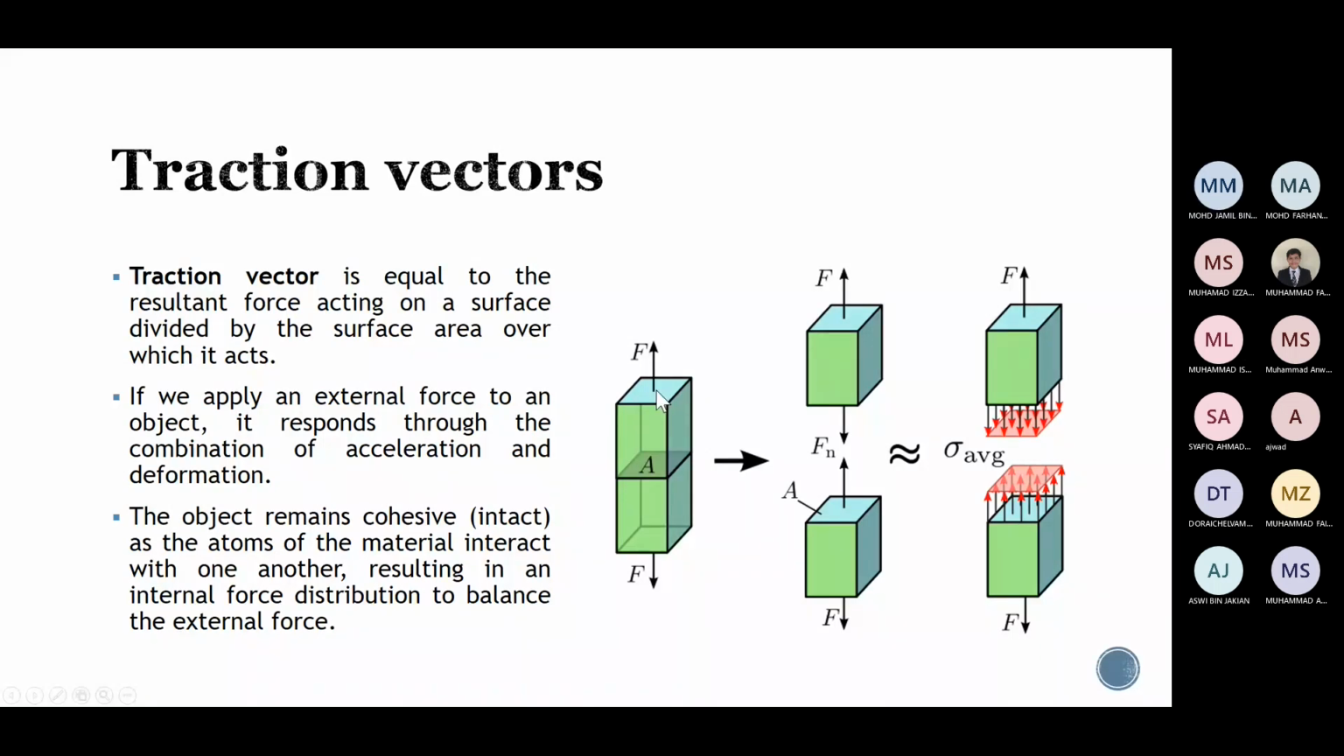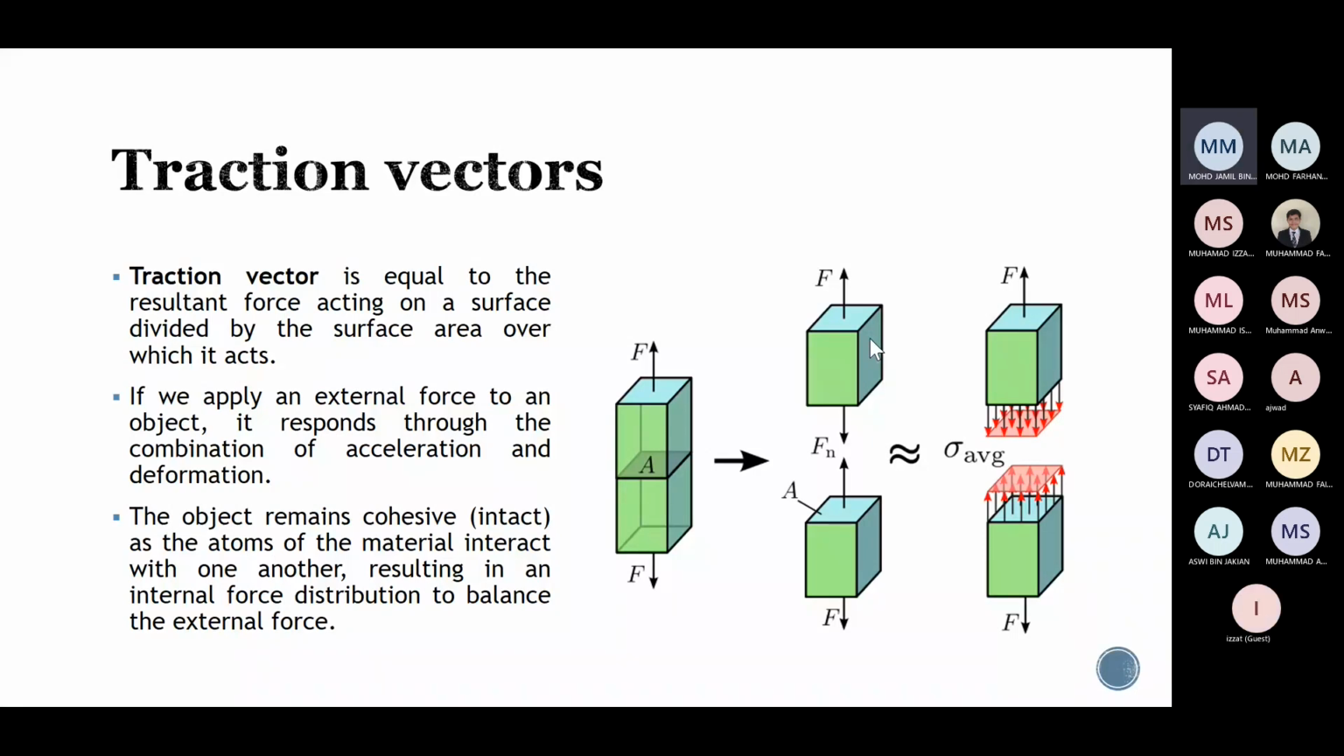and we can calculate the stress or the pressure. If we apply an external force to an object, it responds through the combination of acceleration and deformation. So when we pull, the bar can either elongate or break and so on. So each particle in the bar will respond according to its own strength, in the form of acceleration and also deformation. So the object remains cohesive.